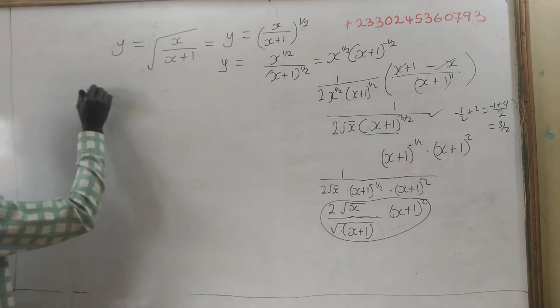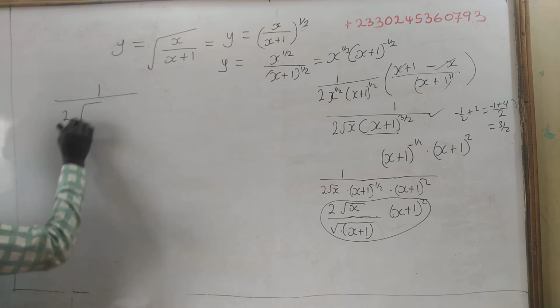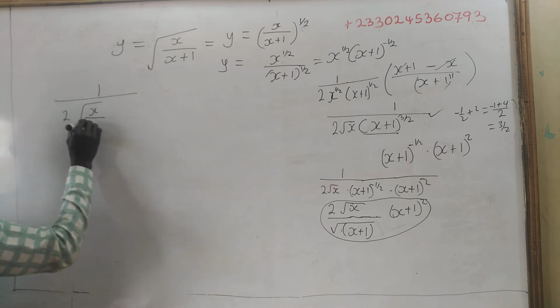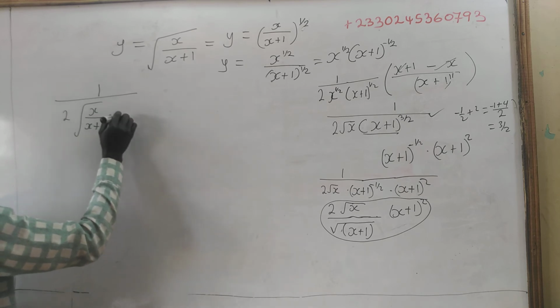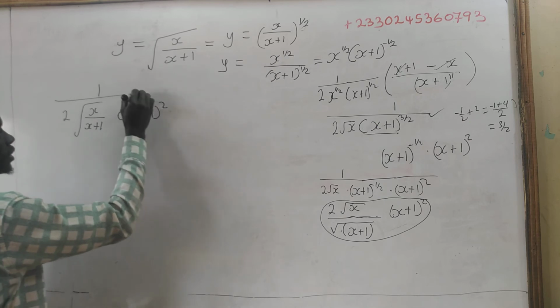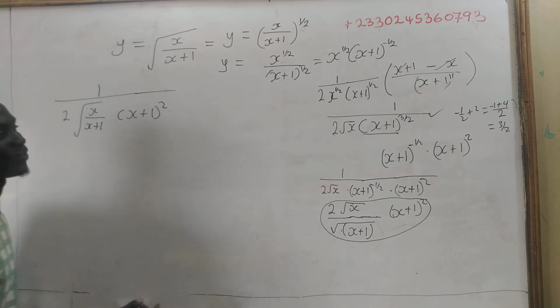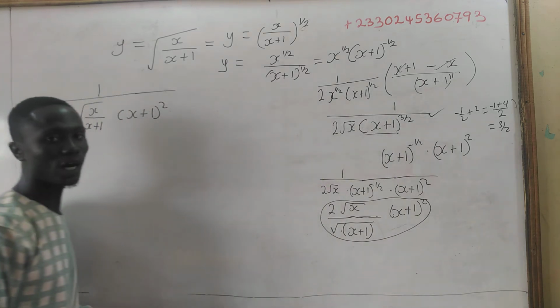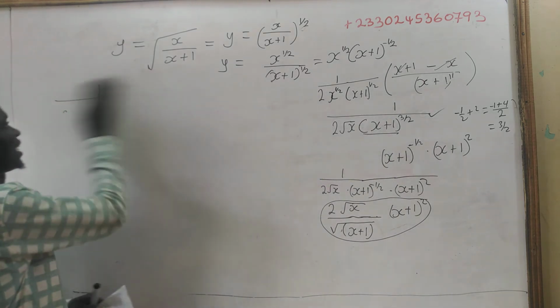So here the final answer will become 1 divided by 2 square root of x divided by x plus 1 times x plus 1 squared. You can write the answer in this form. And you can also leave our answer here simple and go our way. Very simple as that. Now let's check the last example.